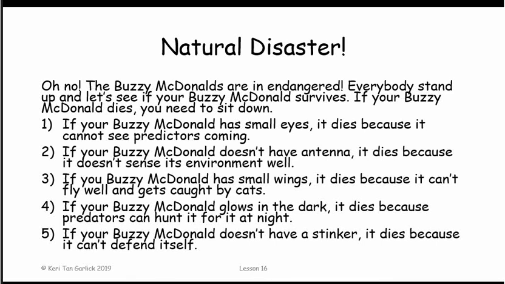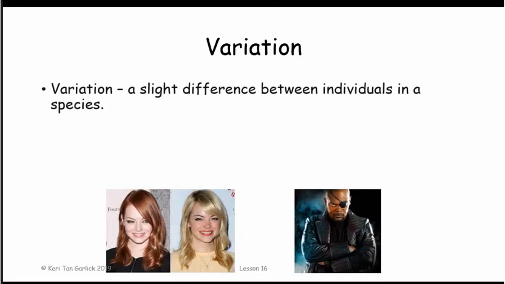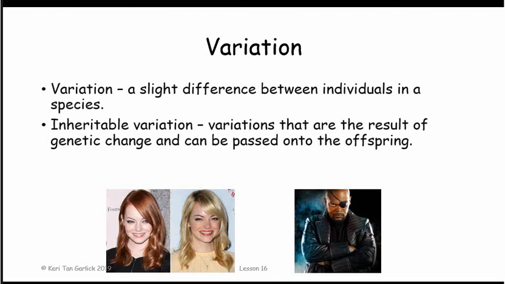So the reason I do this activity is because I want to be able to talk about this idea of variation. When we talk about variation, we're talking about differences between individuals in a species. So with our Buzzy McDonald, you guys obviously all have the same little buzz. When it comes to this variation, some of this variation is inheritable. So inheritance just means that it's in our genetics, it's in our DNA, and we can pass it on to our offspring.